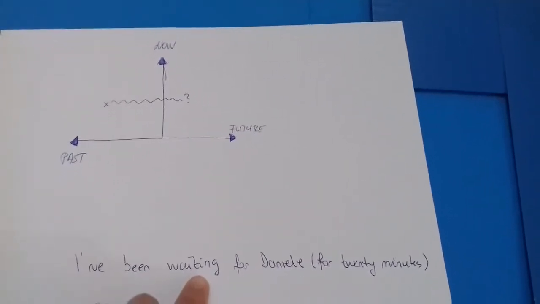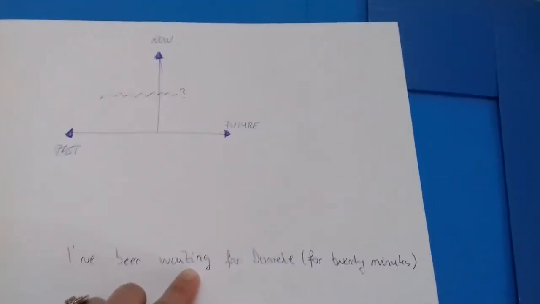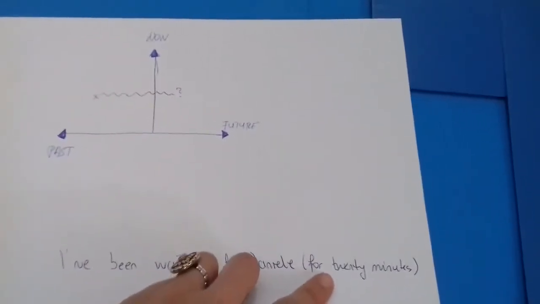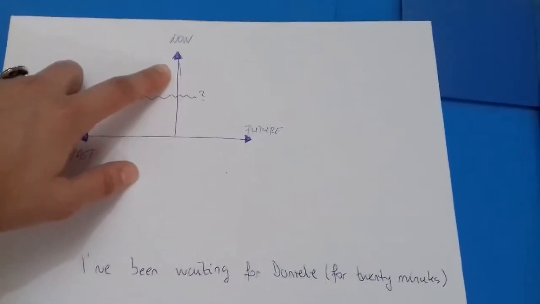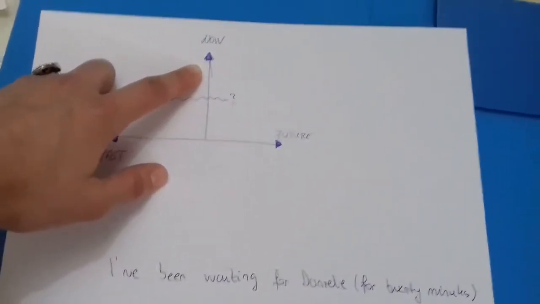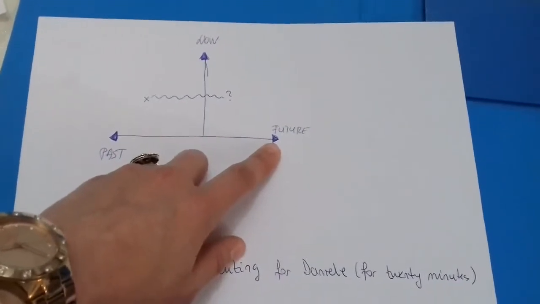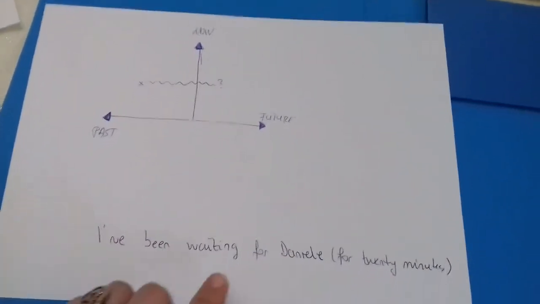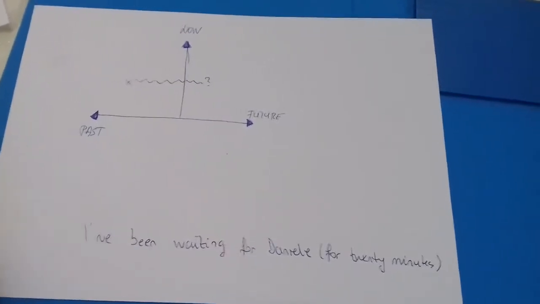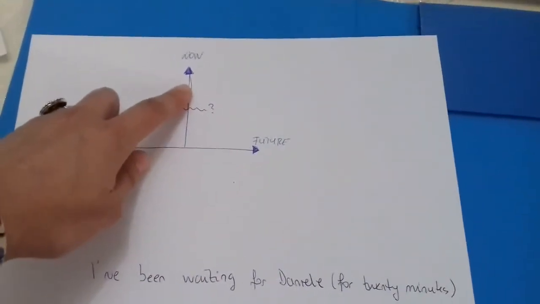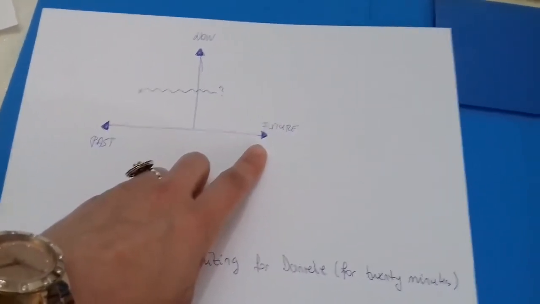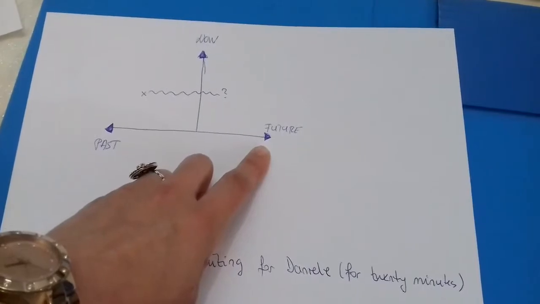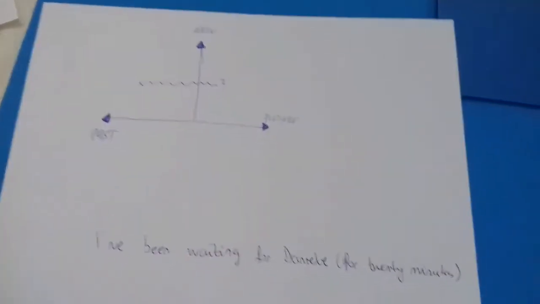Past time waiting. I started to wait for Danielle in the past, but I've been waiting for 20 minutes now. That means present. But will it continue to the future? Well, yes. Why? Because I've been waiting for 20 minutes now, and I'm still going to wait for Danielle. That means an action which continues in the future as well.